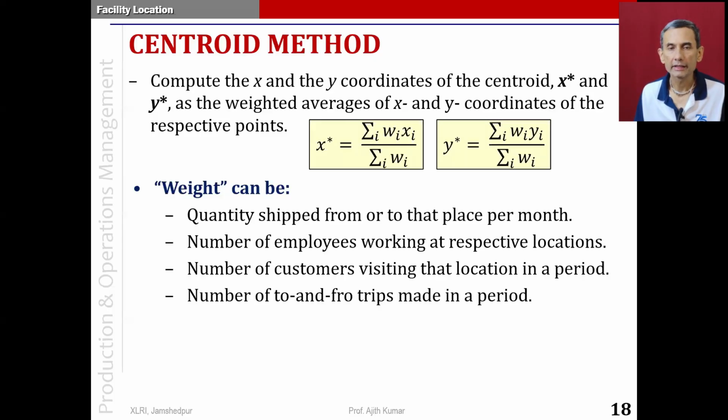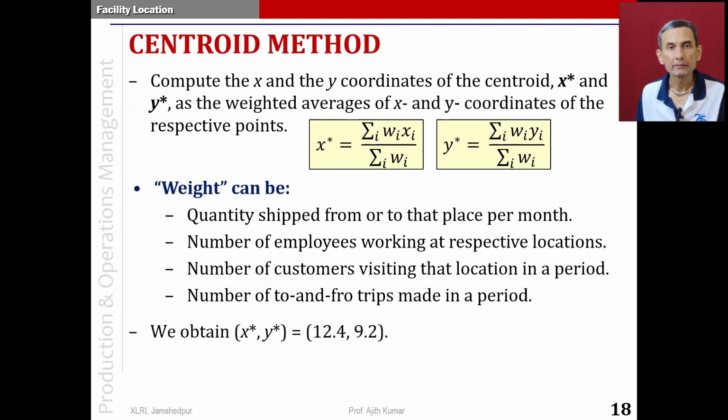We should also note that what we refer to as weight, in this example, we have taken the quantity to be shipped as the weight, but it need not always be that. It could also be the number of employees working at these different locations. It could be the number of customers visiting that location in a given period. It could be the number of to and fro trips made in a period, and so on.